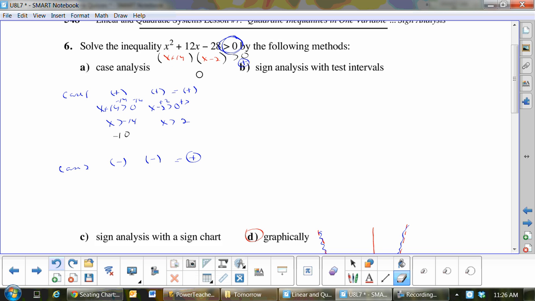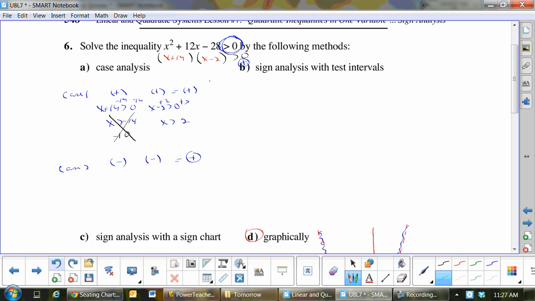Okay? So negative 10 plus 14 is 4. Negative 10 minus 2 is negative 12. 4 times negative 12, that's a negative. So this one doesn't work. Now I told you, when you do these, if they're both going right, take the bigger right one. So it still works, but I do want to see you testing intervals.